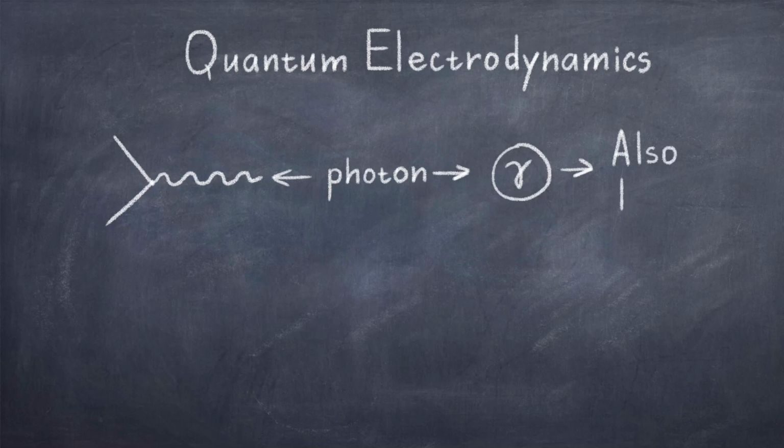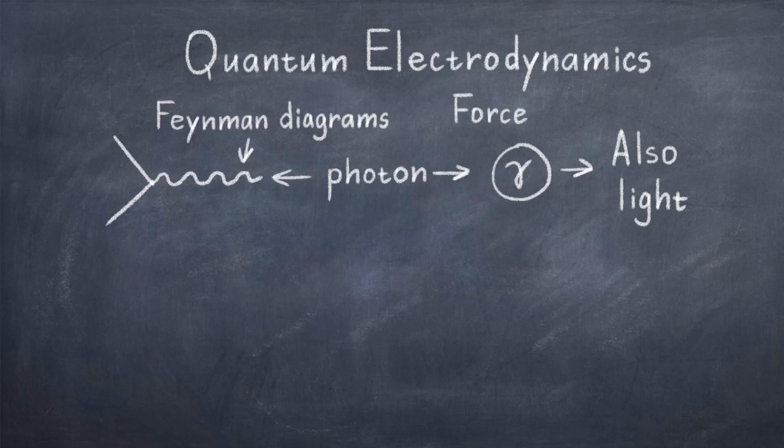As mentioned in the previous video, the photon is the force carrier of this force, and we will see that explicitly in the Feynman diagrams. Since photons also constitute visible light, we will also discuss some interactions of light, as this is also part of QED. This theory is one of the most successful theories in physics.